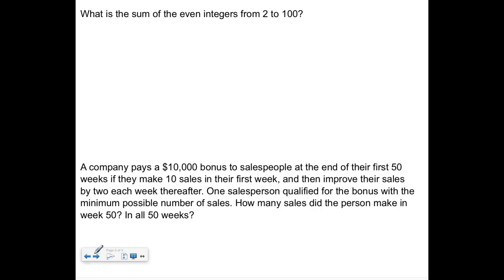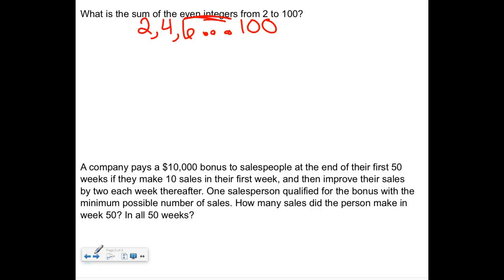So this says right here, what is the sum of all the even integers from 2 to 100? Even integers, so that means our 2, 4, 6, 8, and integers meaning they are going to be whole numbers. So basically, it's like the problems we just did: we have 2, 4, 6, dot, dot, dot, and we're going to 100. So we want to know if we added up all those even numbers from 2 to 100, what would that be?